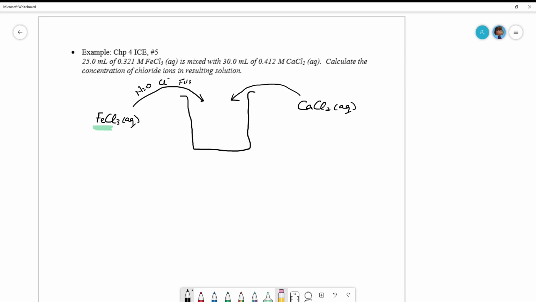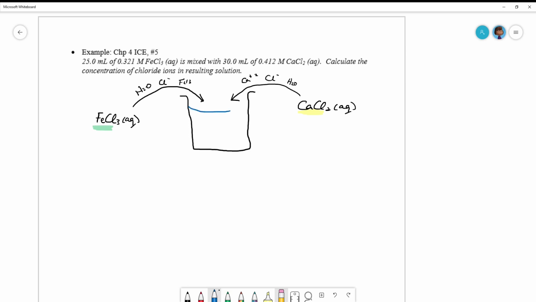Now, when we add, let's use a different color here, calcium chloride solution to the beaker, well, this is also a strong electrolyte. So what are we actually dumping into that beaker? Well, again, we're adding water to the beaker, but we're also adding separated ions, calcium and chloride ions. So what's going in here? Well, we're putting some calcium ions in here, some chloride ions in here, and of course some water in here. So what do we end up with?